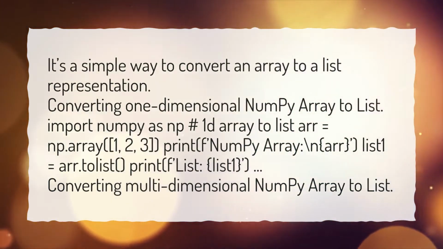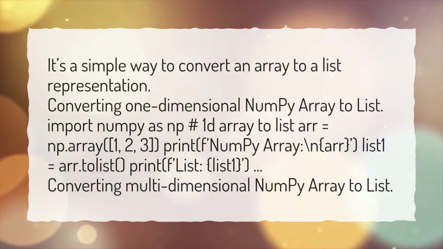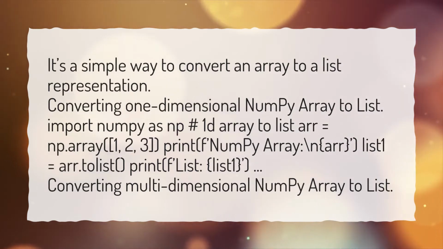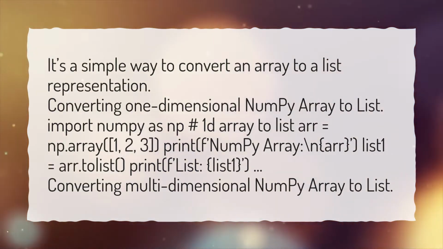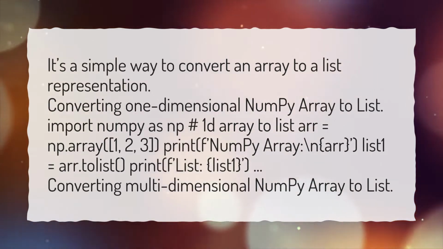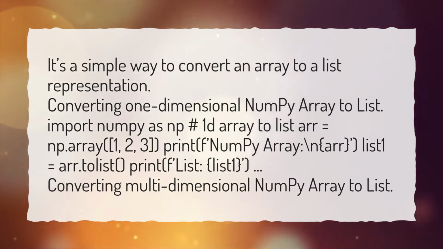import numpy as np # 1D array to list arr = np.array([1, 2, 3]) print(f"NumPy array:\n{arr}") list1 = arr.tolist() print(f"List:\n{list1}") Converting multi-dimensional NumPy array to list.